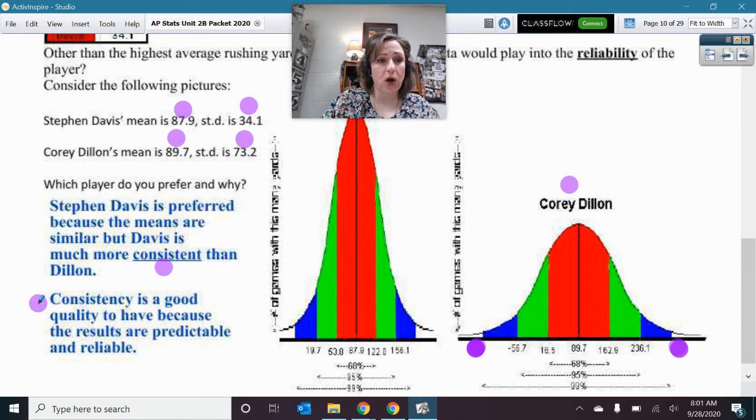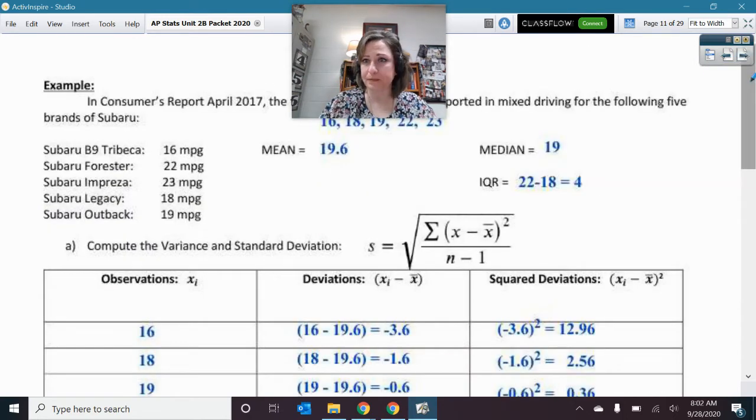Consistency is a good quality to have because the results are reliable, the results are predictable. Okay, so we know it's going to be closely clustered around the mean. We know what to expect, and that analysis of variance test kind of even focuses on that past statistics. So small standard deviations are a desirable trait because of reliability.